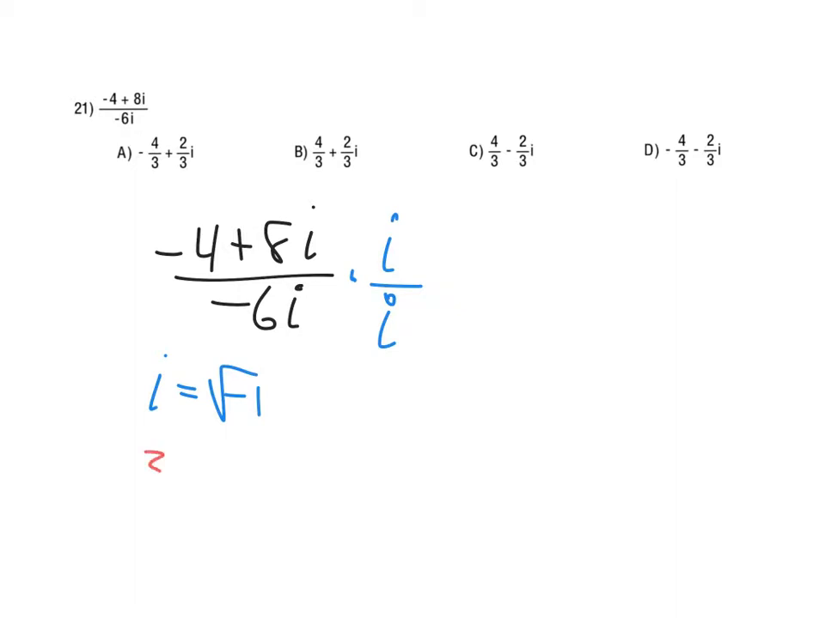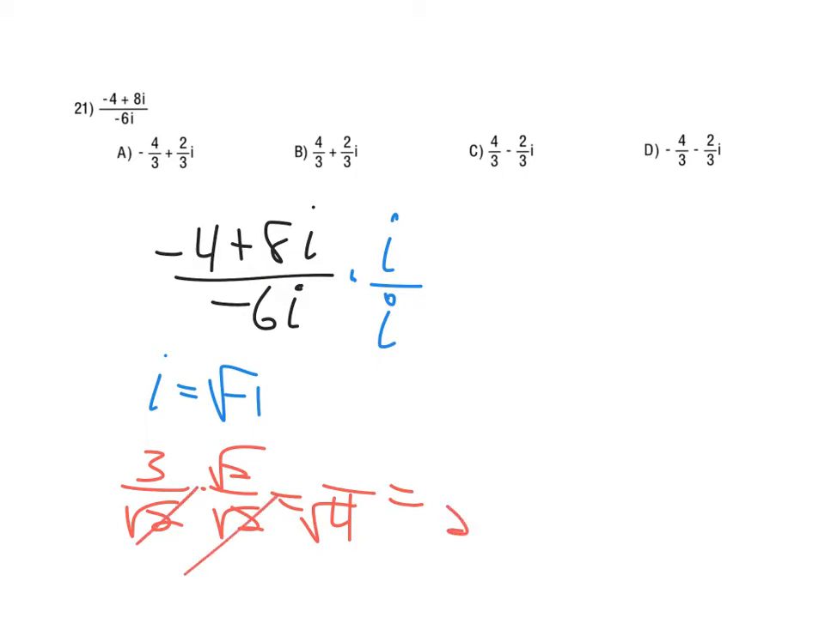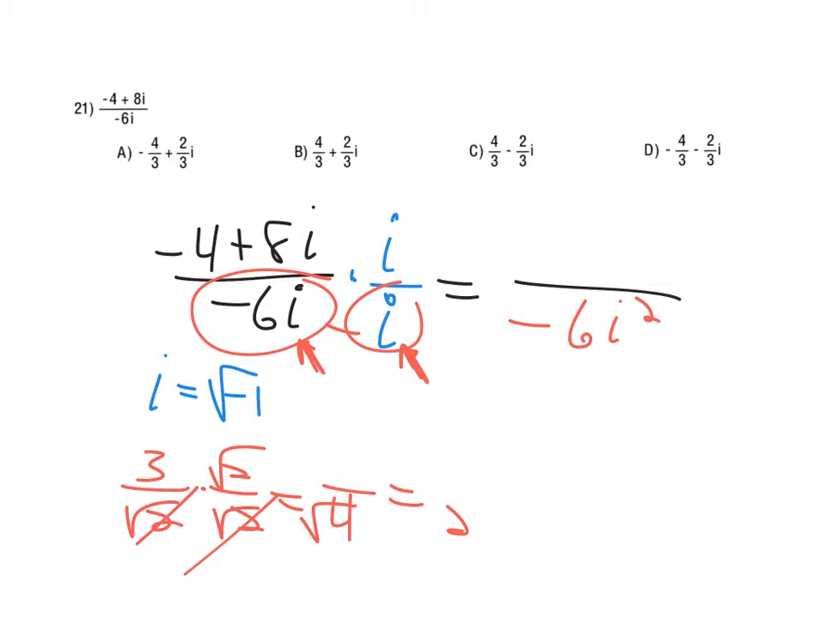If you had, for example, 3 over radical 2, you'd multiply both the top and the bottom by radical 2 to make the denominator turn out to not have a radical in it. Well, same difference here, except I'm not multiplying by radical 2. I'm going to multiply by radical negative 1, which is just i. So what happens is my denominator becomes negative 6i times i, which is negative 6i squared. But remember that i squared is equal to negative 1, so it's negative 6 times negative 1, or positive 6.